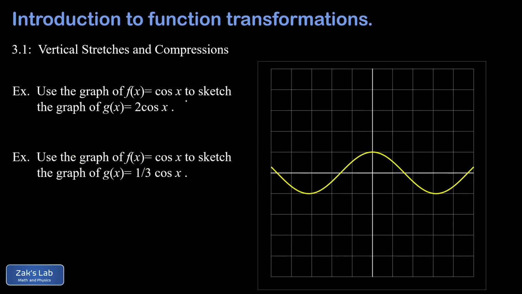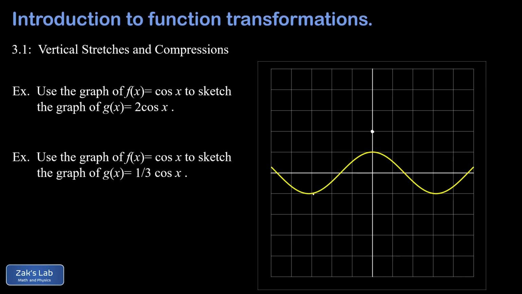In our example, we're given the graph of the cosine function. So f of x is equal to cosine x. And first we want to graph 2 cosine x. So we can focus on a couple specific points. At x equals 0, cosine of 0 is 1. And that means g of 0 is going to be 2. So that's just twice the original y value.